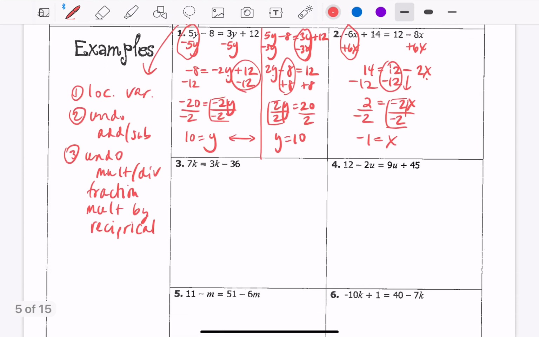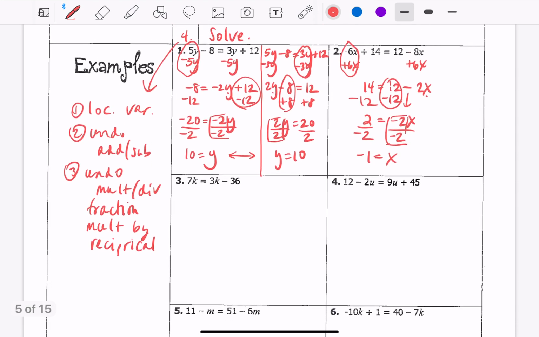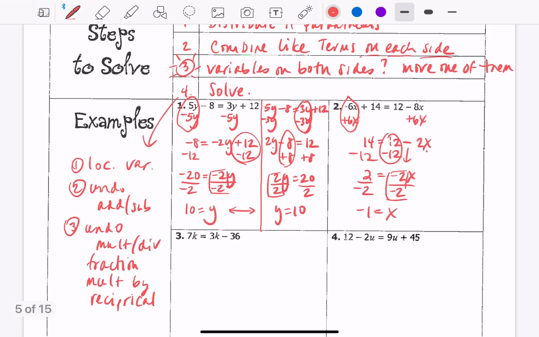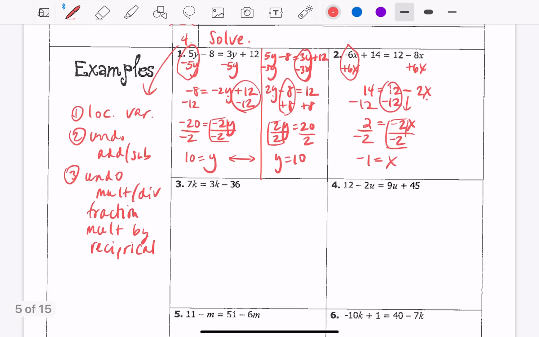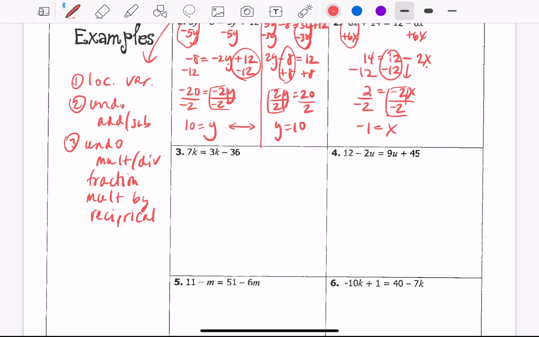So for the next ones, I'm going to start the problems, but you're going to finish them. So we're going to do steps 1, 2, and 3 together. You're going to finish step 4 on your own.